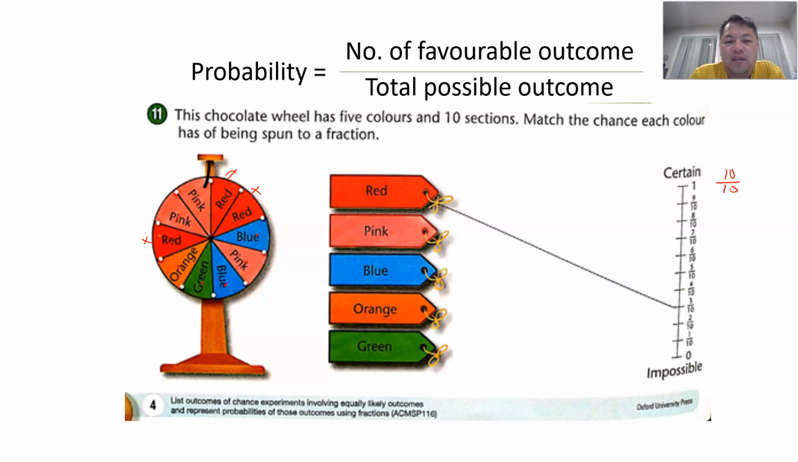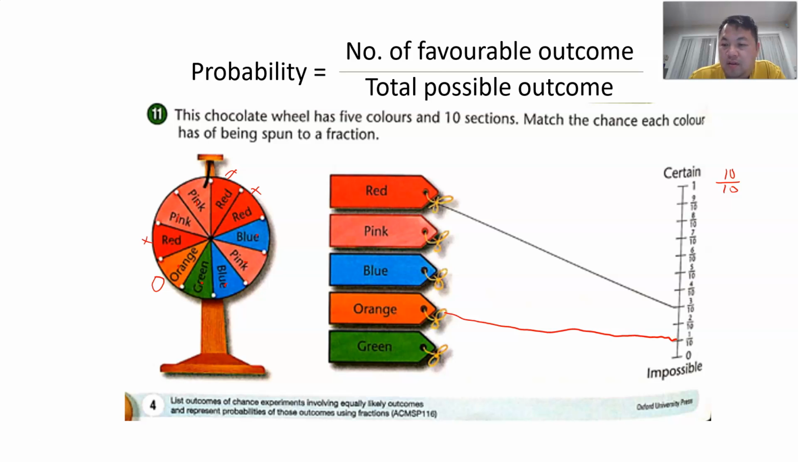That's how I get 3, 10. Maybe I'll do another one. Maybe I'll do orange. So how many orange are there? Seems like there's only one orange here. So the chances of getting orange is quite small, isn't it? It's only 1/10. Use a ruler to join the lines, please.